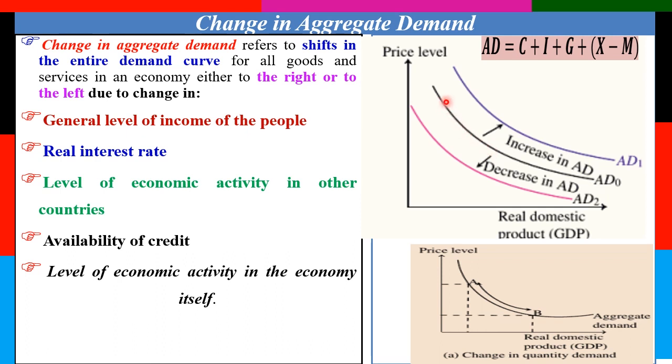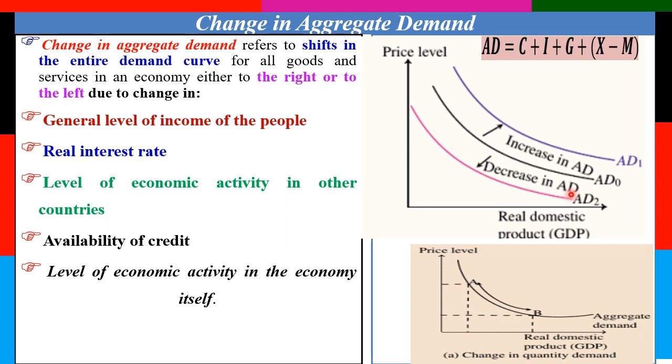For example, when the demand curve shifts from this black line to the right, the blue one, then we say that aggregate demand is what? Increases. When the demand curve shifts to the right, we say that the demand or aggregate demand is increasing. But when the aggregate demand curve shifts to the left or inward, it shows a decrease in the aggregate demand.